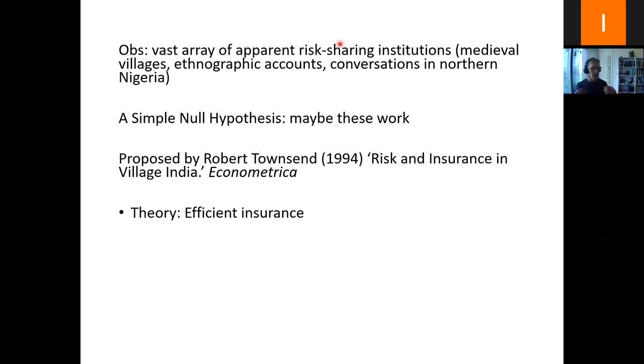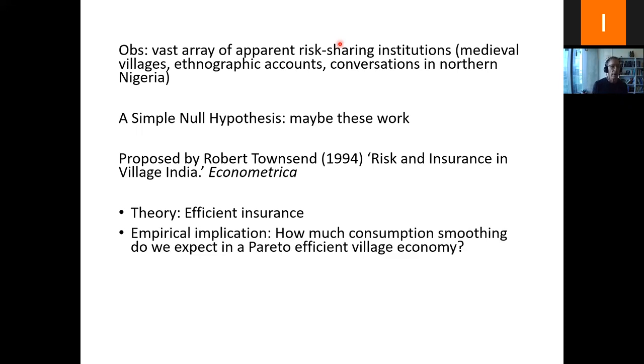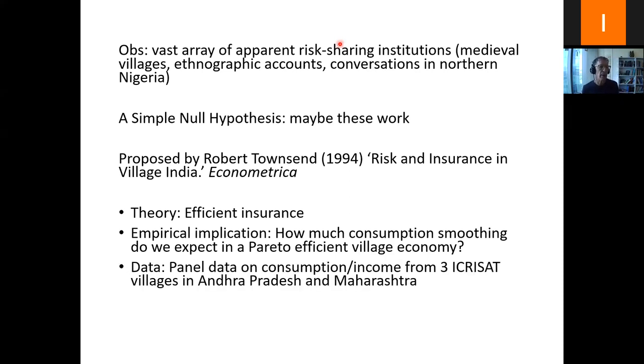The theory was that through the combination of institutions that exist in villages in India, households within these communities achieve an efficient allocation of insurance. He derives in that paper the empirical implications of achieving efficient insurance. He describes precisely how much consumption smoothing we would expect to see in a Pareto efficient village economy. Then he uses panel data on consumption and income from three villages in Andhra Pradesh and Maharashtra. These three are some of the villages that I mentioned in the very first slide.